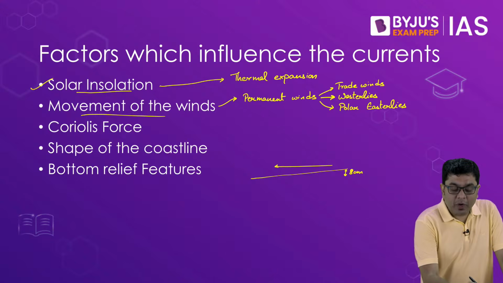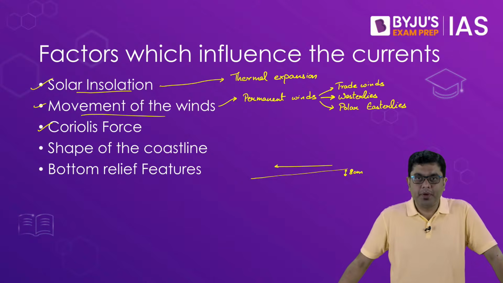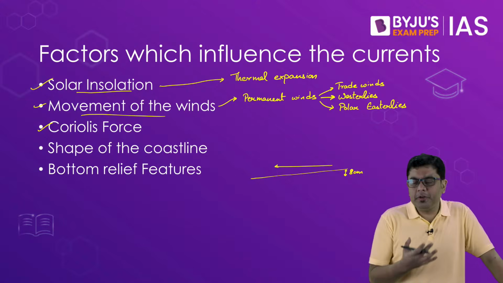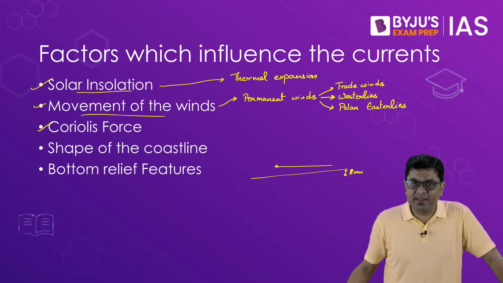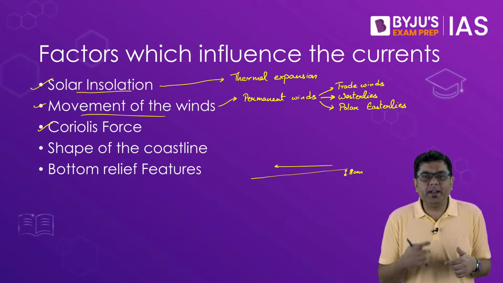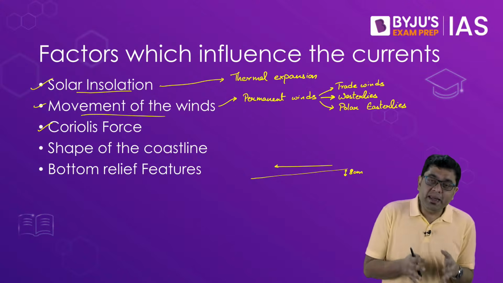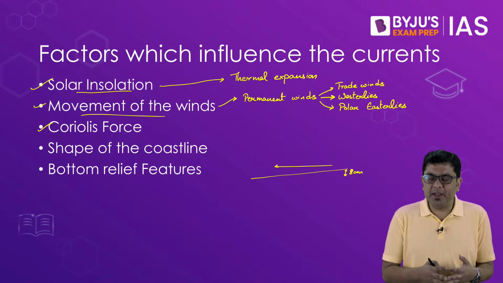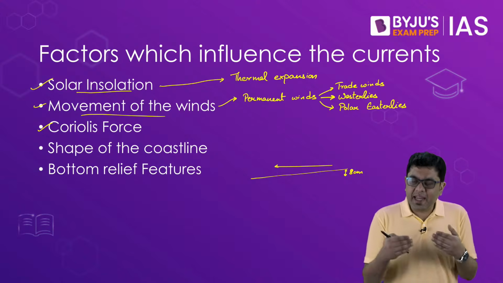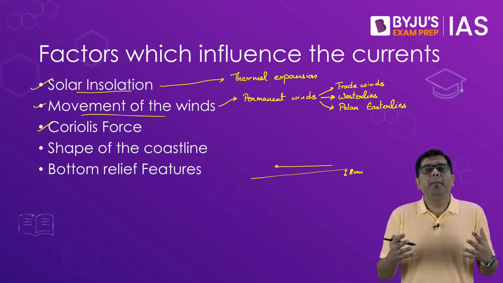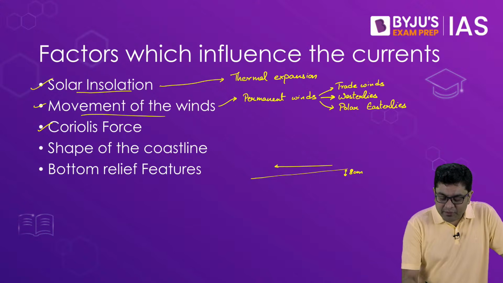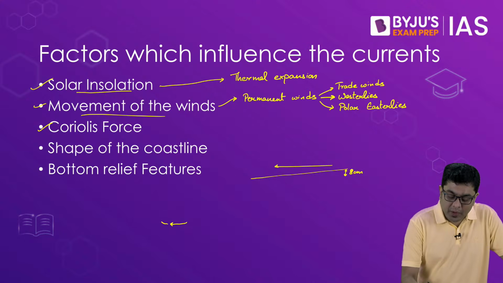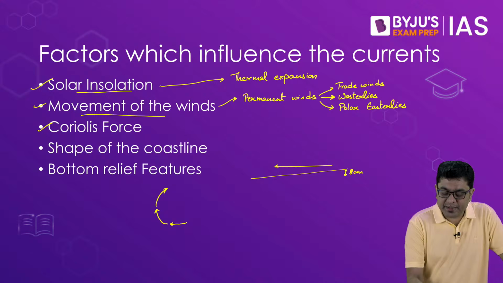Then after that, you have the factor of Coriolis force. Now, Coriolis force is an apparent force which acts due to the rotation of Earth around its axis. Now, as Earth as a planet is rotating around its axis, any moving object in the northern hemisphere bends to its right, whereas any moving object in the southern hemisphere bends to its left. So as a result of that, when you have the oceanic waters moving in the northern hemisphere, they will always end up bending to their right.